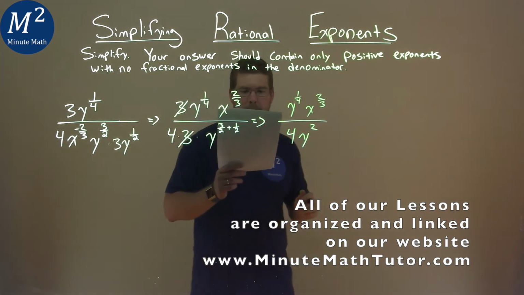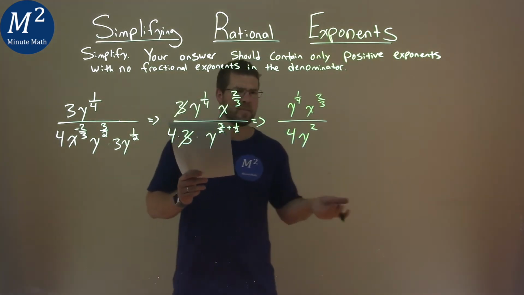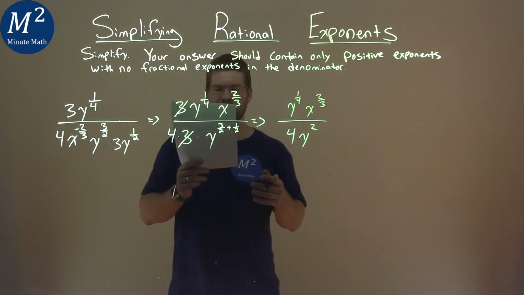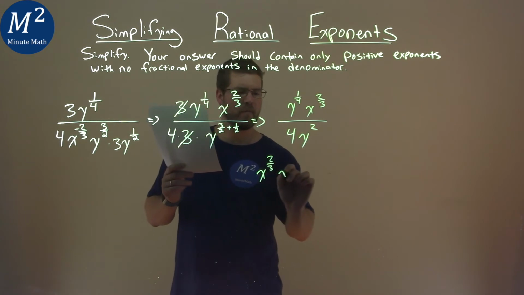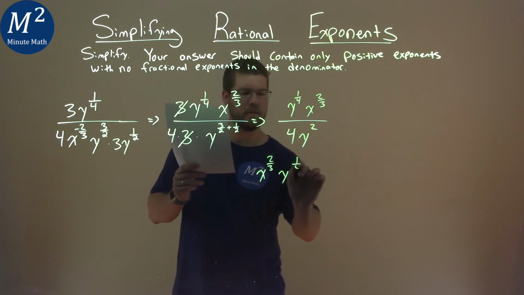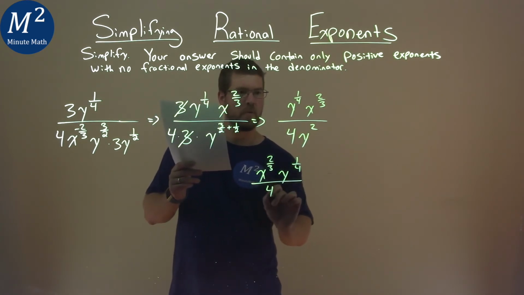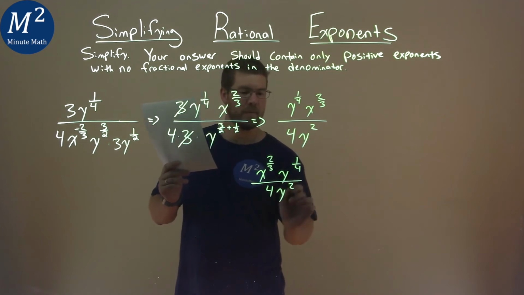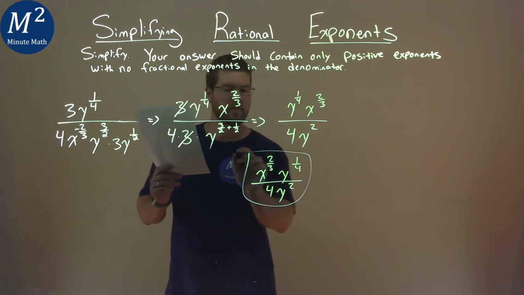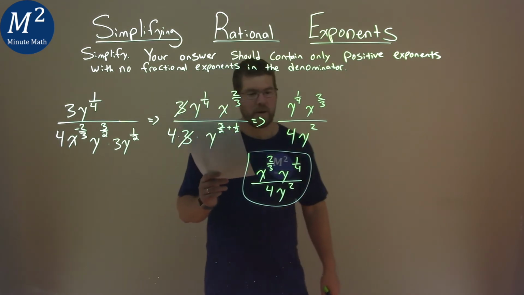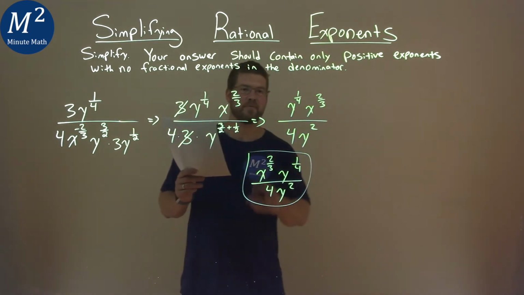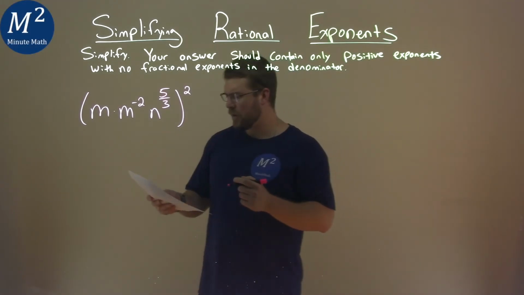So we have y to the 1/4 power here, and then we have x to the 2/3 power, like so. Okay? Now, sometimes people like to write x first, so I could rewrite this and have x to the 2/3 power, and we have y to the 1/4 power. And that's all over 4y squared. And so our final answer here is just x to the 2/3 power times y to the 1/4 power all over 4y squared.